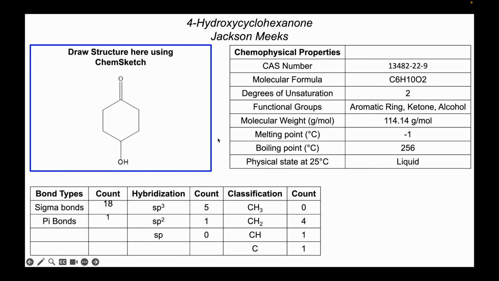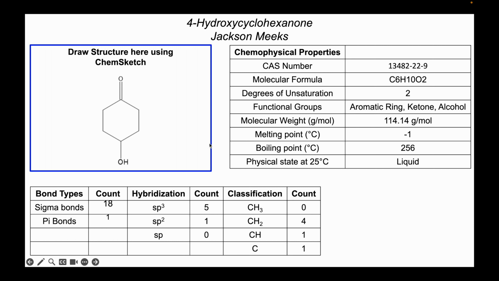There are 2 degrees of unsaturation, and that is represented by the pi bond to oxygen as well as the ring itself. The functional groups present are the cyclohexane ring, the ketone, which is distinguished from this carbon double bonded to oxygen with 2 substituent R groups off it, and the alcohol at the 4th position of the ring with an oxygen bonded to a hydrogen.